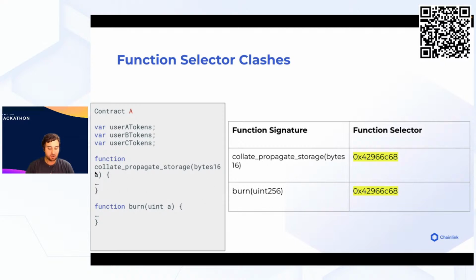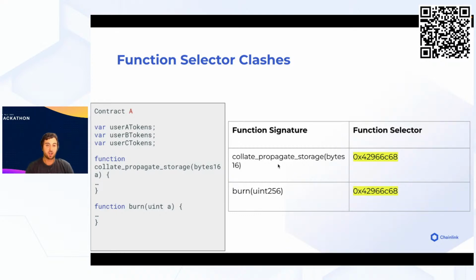when you pass in to the contract this function selector, it's just going to pick the first one that it sees. So if you think you're going to run burn, your smart contract might actually run collate_propagate_storage, and that could be doing something malicious, right? Or it could have unintended consequences to what the user wants to run. This won't occur too often, right? It has about a 1 in 4 billion chance of happening, but that's still a chance, and it's something we don't want to risk in our smart contracts, right?